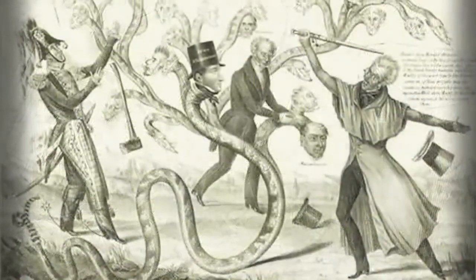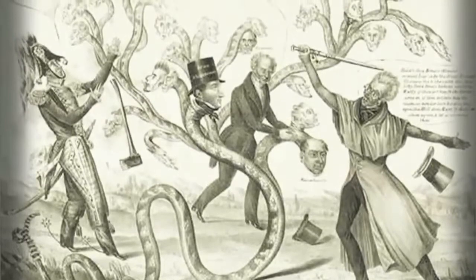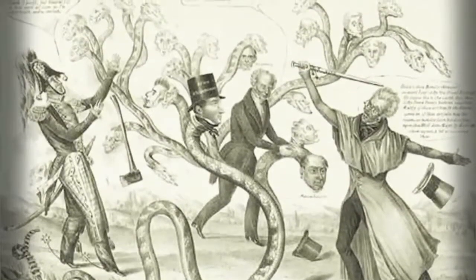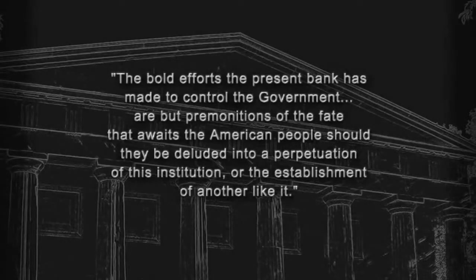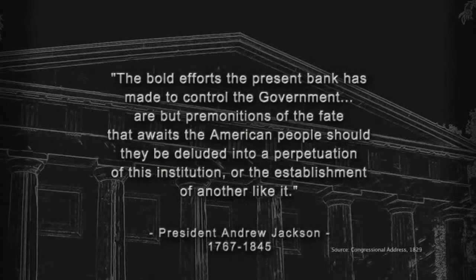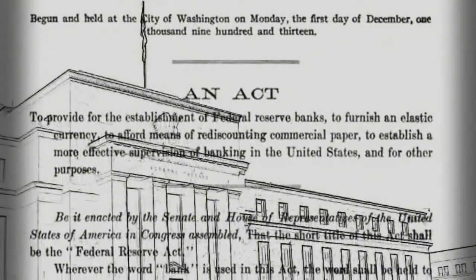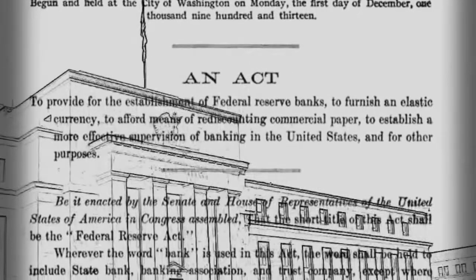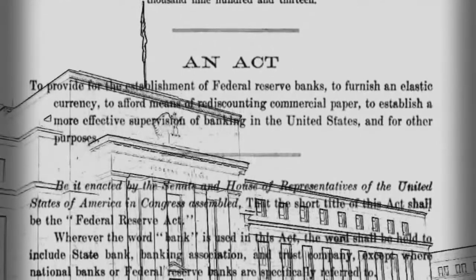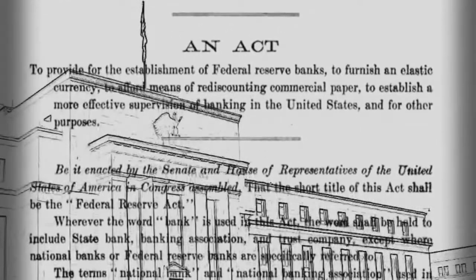In fact, Jackson's entire political platform essentially revolved around his commitment to shut down the central bank, stating at one point, "The bold efforts the present bank has made to control the government are but premonitions of the fate that awaits the American people should they be deluded into a perpetuation of this institution or the establishment of another like it." Unfortunately, his message was short-lived, and the international bankers succeeded to install another central bank in 1913, the Federal Reserve. And as long as this institution exists, perpetual debt is guaranteed.